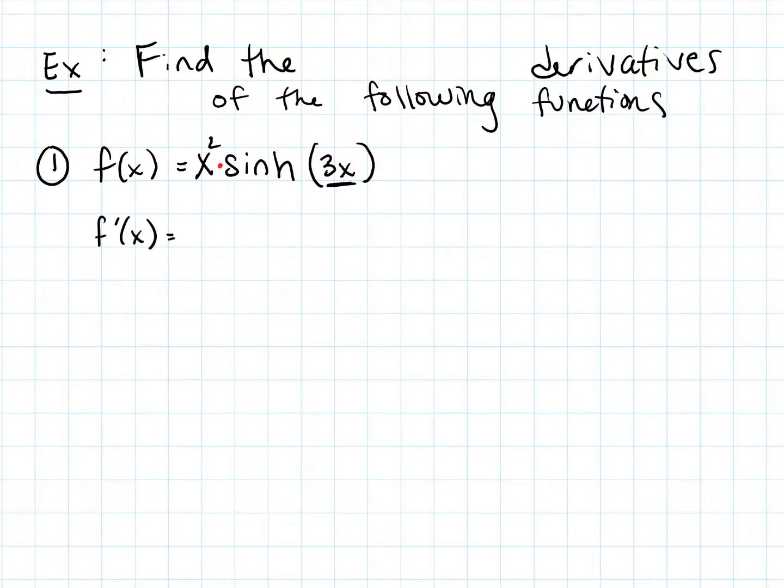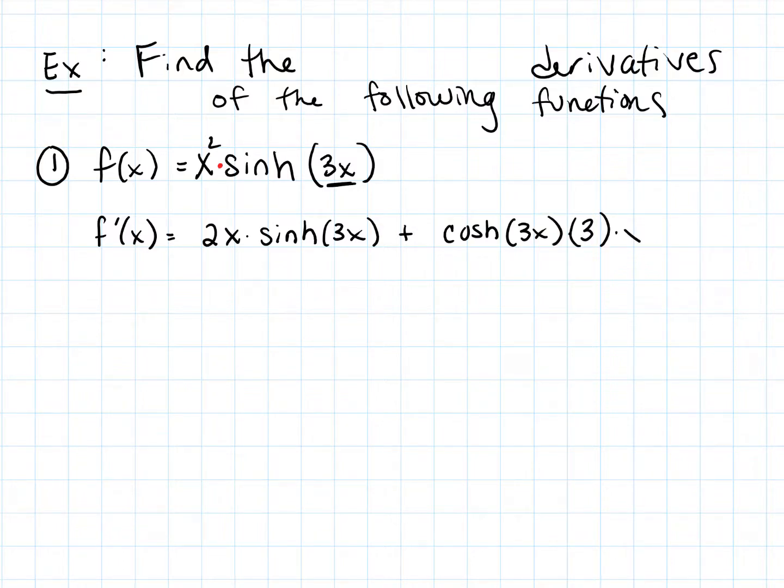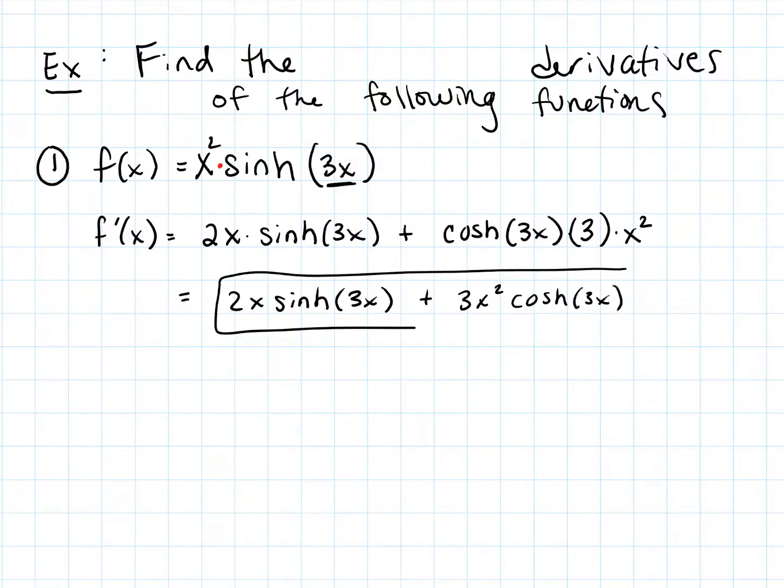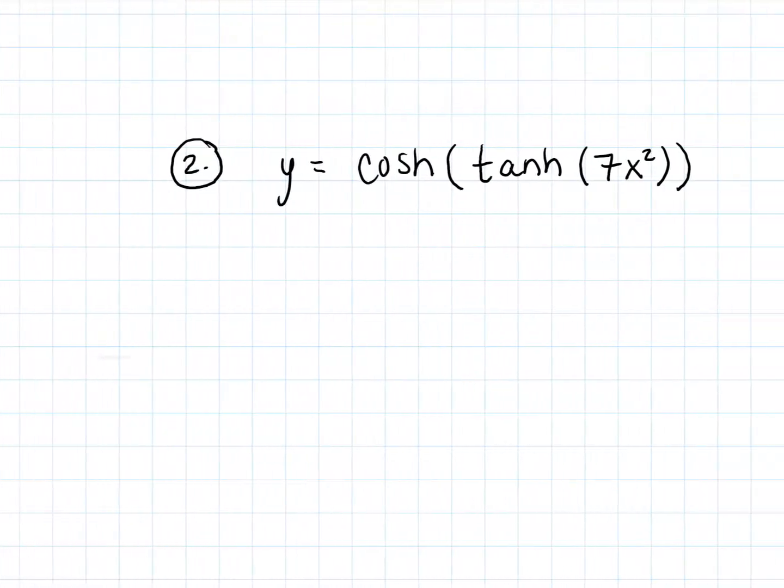Let's just get in here. So this is going to be 2x times the hyperbolic sine of 3x plus the derivative of the hyperbolic sine, which is hyperbolic cosine of 3x, but then I have to multiply by 3 because of the chain rule, and then x squared to round out the product rule. And so this ends up being 2x sinh of 3x plus 3x squared cosh of 3x. We could factor out an x, but I'm going to leave it just like that. And there we go.